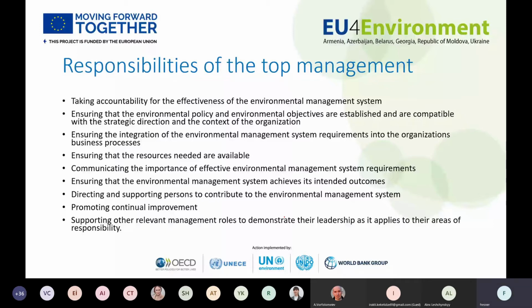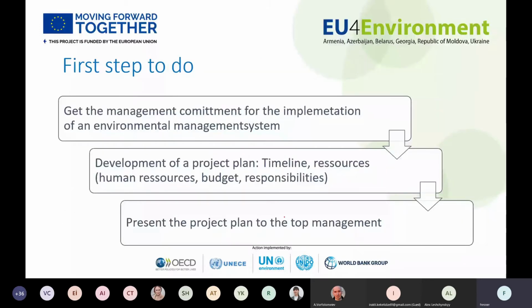So to summarize this part, what are the first steps to do when building an environmental management system? Entry point is to get commitment from management, explaining, getting the support. Second step, a project plan, like the outline which we have briefly discussed earlier, so that it's clear what is the timeline, what are the resources needed.